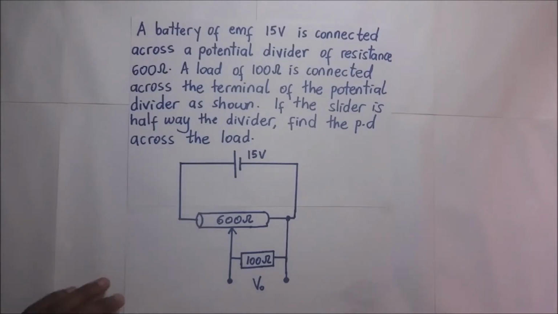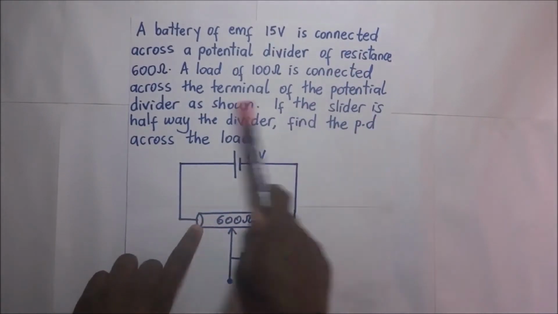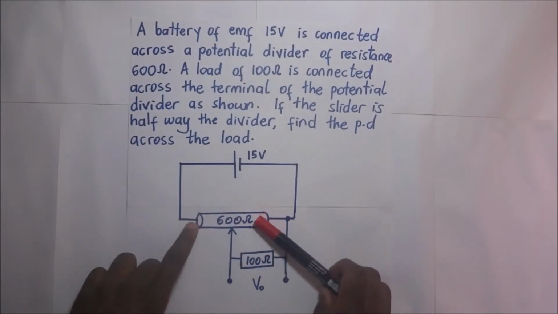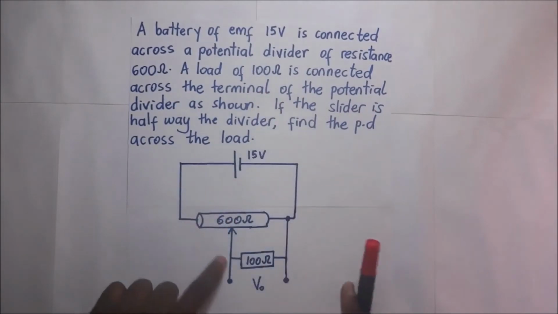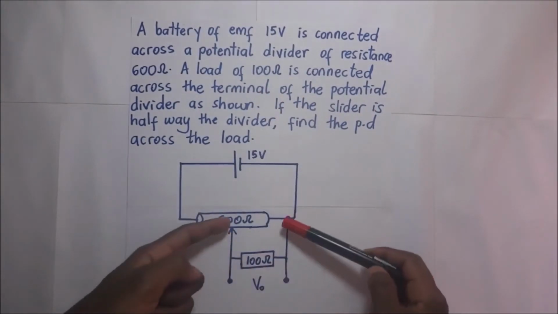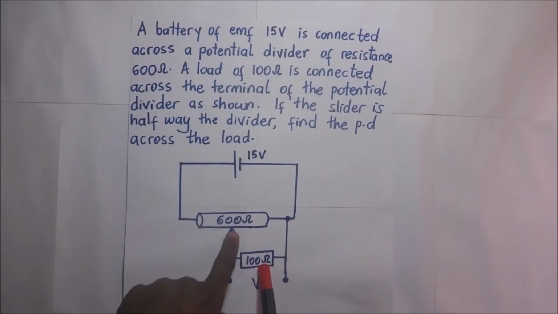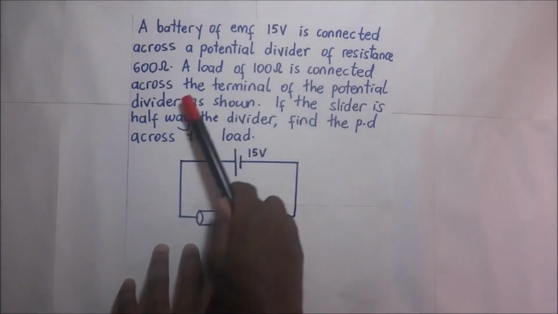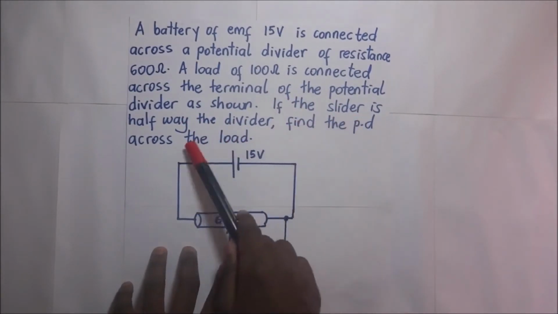A battery of EMF 15 volts is connected across a potential divider of resistance 600 ohms. These are the 600 ohms of the potential divider, which I'll call the slide wire. A load of 100 ohms is connected across the terminals of the potential divider as shown. This is the load they're talking about. Of course, this wire can be slid along to regulate the resistance. If the slider is halfway along the divider, find the PD across the load.